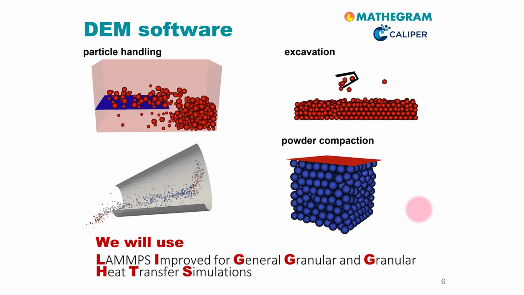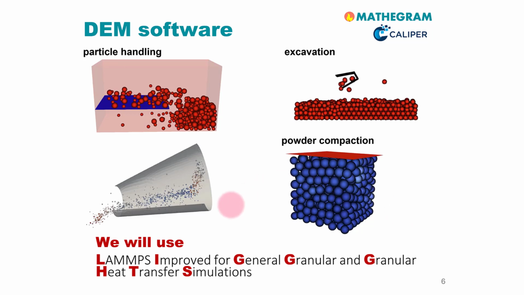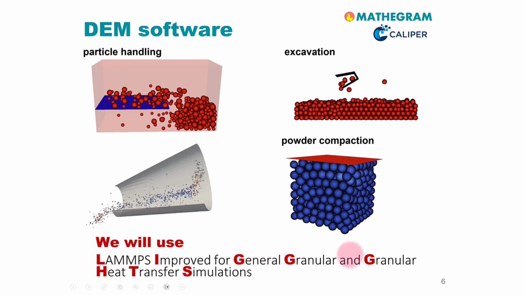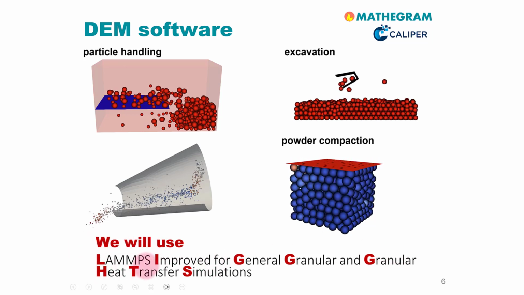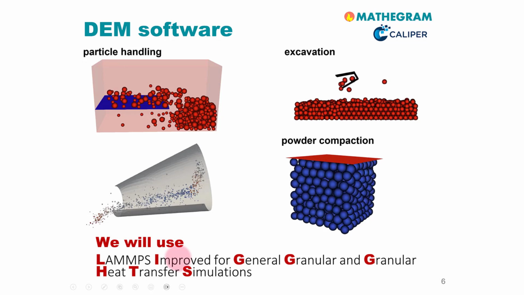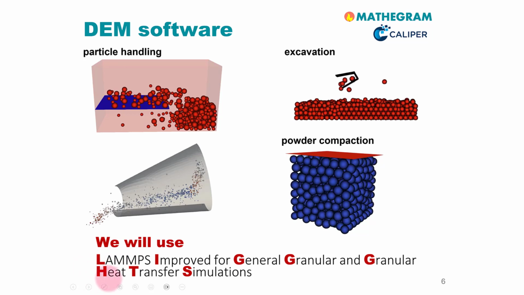For now, we will use one of the open source simulators, which is LIGGGHTS. LIGGGHTS stands for LAMMPS Improved for General Granular and Granular Heat Transfer Simulations. LAMMPS, you should know, is a well-known molecular dynamics simulator, and as you can see, the name implies already that the creators of LIGGGHTS were interested very much in multiphysics applications such as flow and heat transfer.